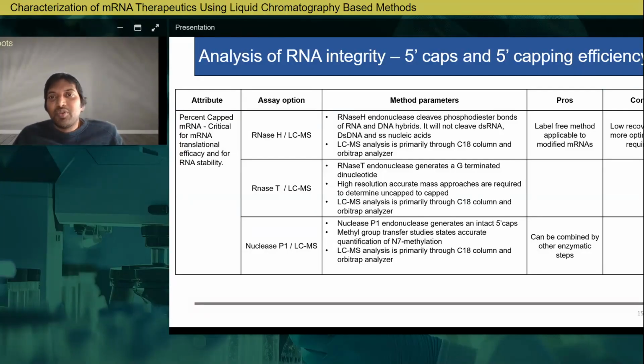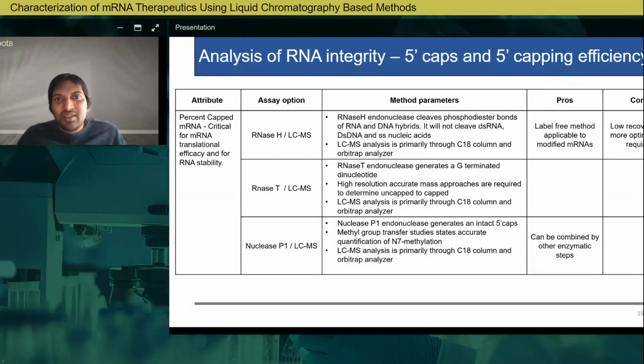One of the pros of this is that it's a label-free application where you're just taking the RNA and breaking it, and then using an LC-MS method. Normally a C18 column is used with an RP trap analyzer for the LC-MS, and then you identify the specific fragments. The biggest challenge with the RNase-H method is low recovery, and more optimization might be required for your specific application. So it takes a little bit of time to get the method set up.